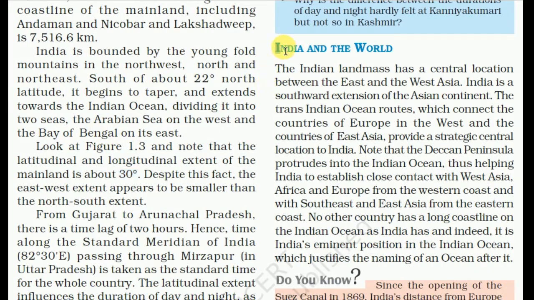India and the world. The Indian landmass has a central location between East and West Asia. India is a southward extension of the Asian continent. The Trans-Indian Ocean route, which connects the countries of Europe in the west and the countries of East Asia, provides a strategic central location to India.